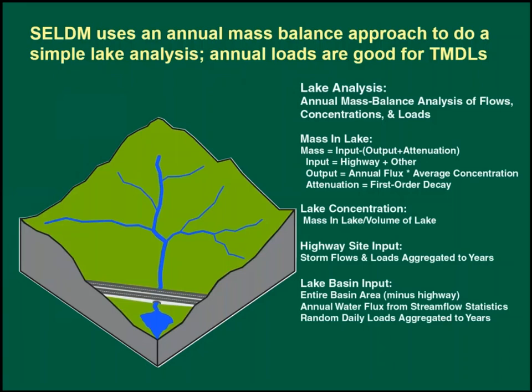SELDM also has an annual mass balance model for lake analysis. So I won't get into the details of this diagram, but basically with the lake analysis, the rest of the basin is contributing 365 days a year, if it's a perennial stream, 24 hours a day. The highway is the second part that contributes while runoff is occurring. You get the loads from the non-highway area and the highway area of the basin, and it will calculate long-term average annual concentration. So basically, if you know about lake analysis, it's called the Vollenweider model.